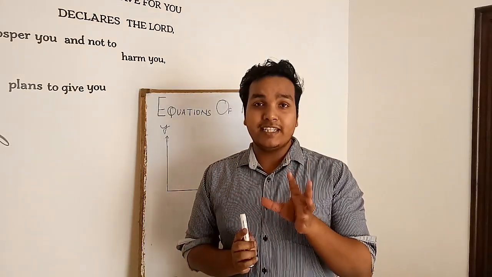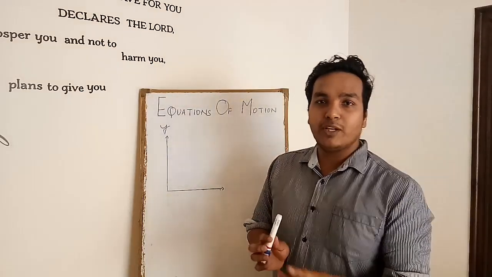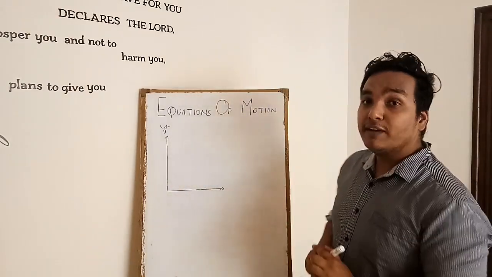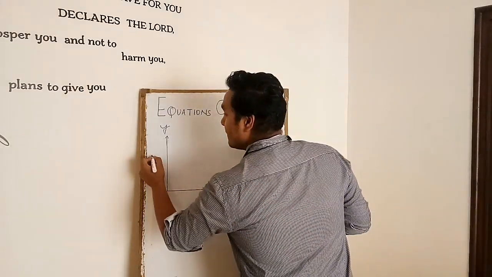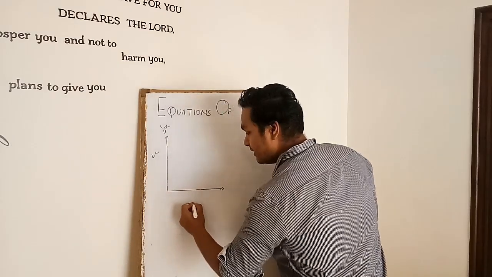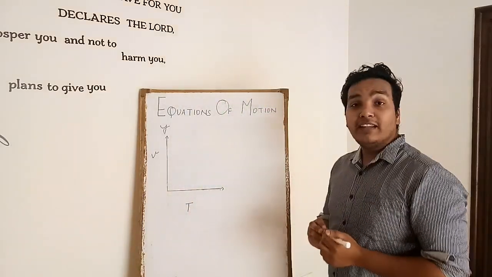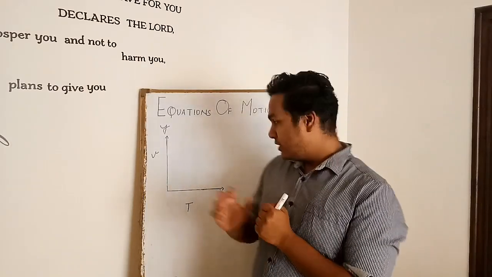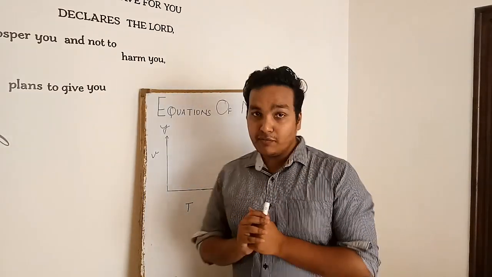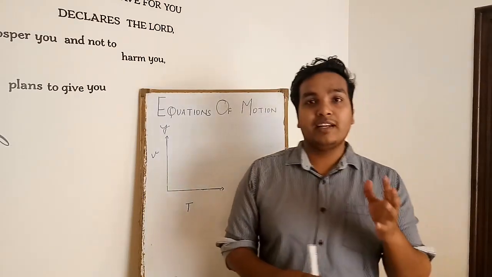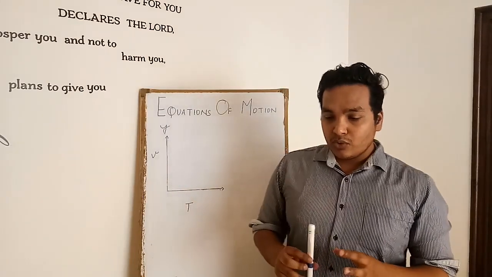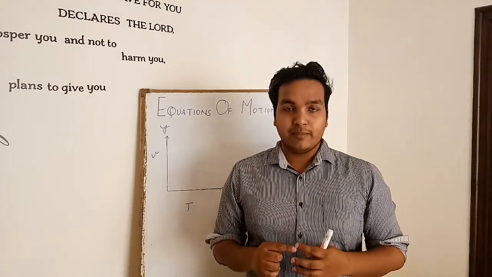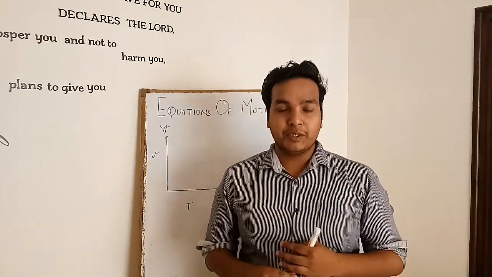When I said that we'll be deriving those equations with the help of a graph, we need a graph. We'll be using the velocity time graph. At this point, students usually ask, sir, why are we using only the velocity time graph? Why not displacement? Why not the acceleration time graph? For these equations, we need four things: displacement, velocity, time, and acceleration.